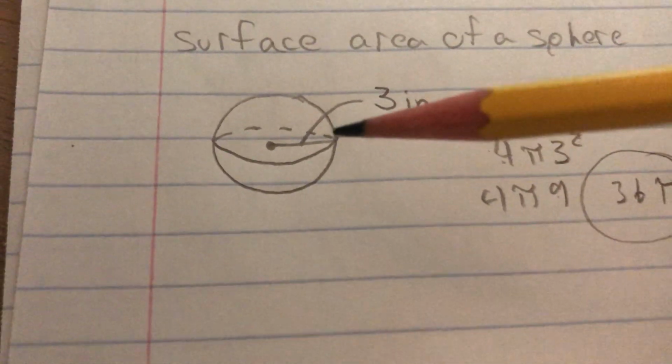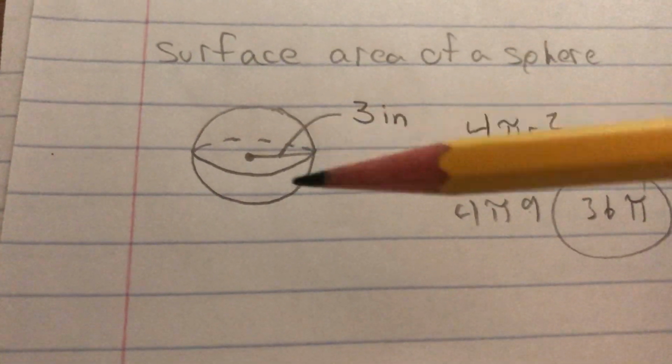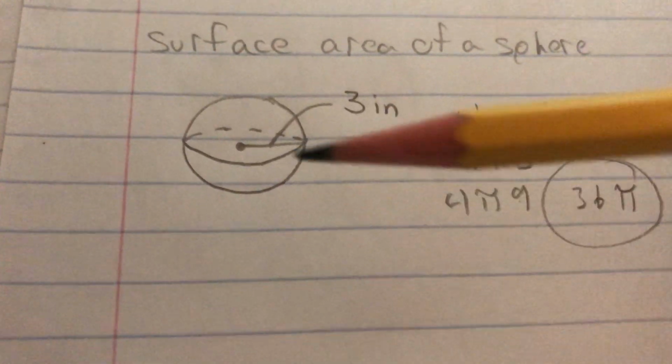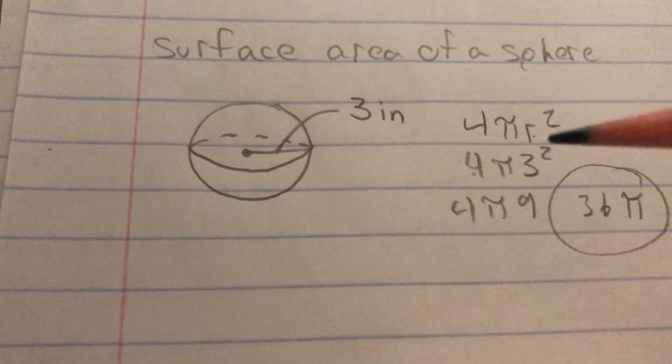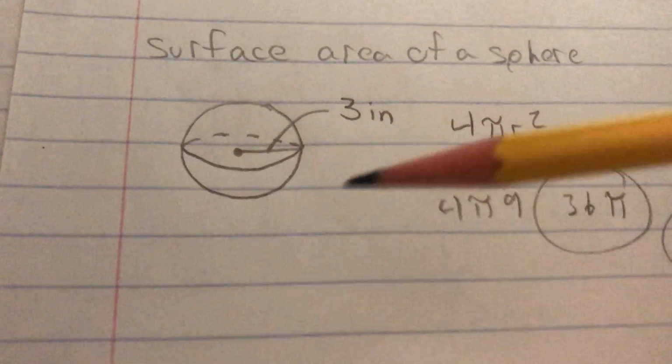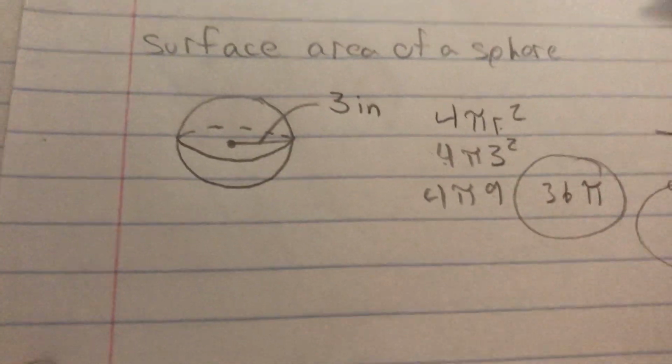There it is. The circle. So the surface area of a sphere is just made up of 4 circles. Okay, so 4 circles encompass a sphere to make a sphere complete. So that's why it's 4 pi r squared.